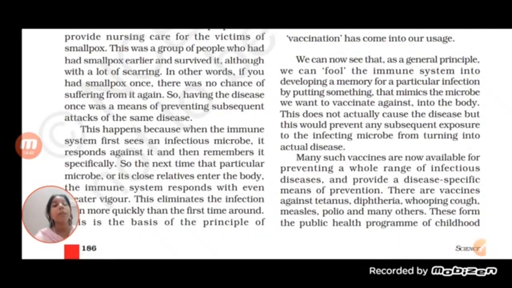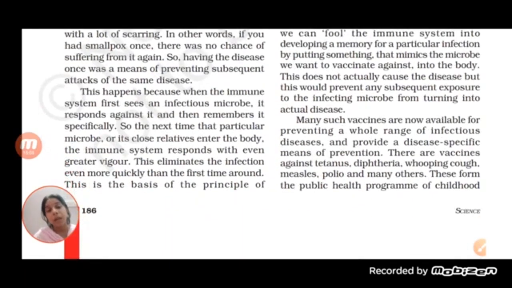This happened because when the immune system first sees an infectious microbe, it responds against it and then remembers it specifically. So the next time that particular microbe or a close relative enters the body, the immune system responds with even greater vigor, and this eliminates the infection even more quickly than the first time. I'll tell you what that means here, student.